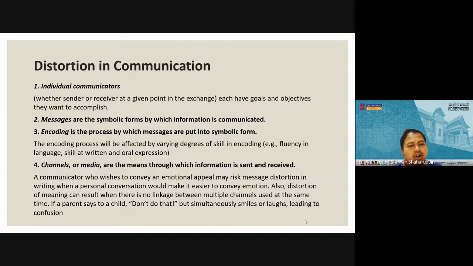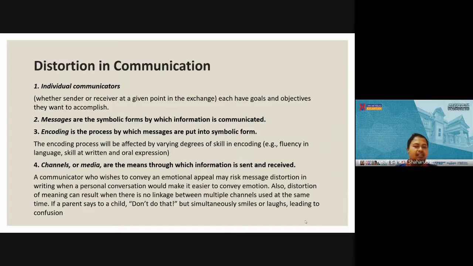Channels or media are the means through which information is sent and received. Take this situation, for example: a communicator who wishes to convey an emotional appeal may risk message distortion or disturbance in delivering the message in writing, when a personal conversation would make it easier to convey emotion. In conveying emotion, sometimes it will not be clearly expressed in written form, but face-to-face interaction will be much more effective if you want to convey emotion.